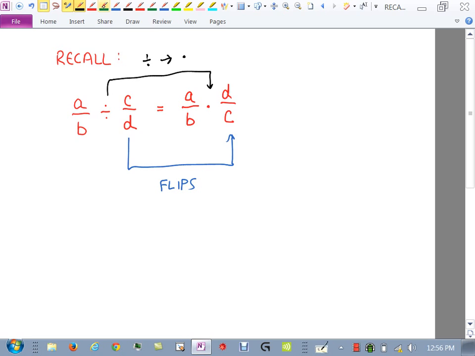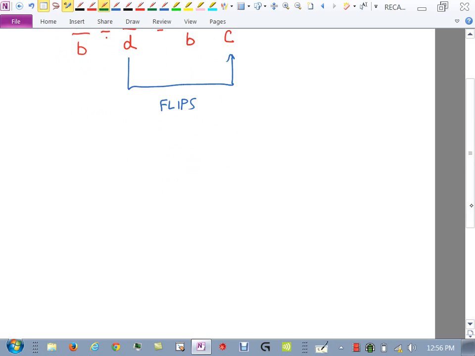I'll give you an example with numbers. If you were asked to take 3 over 4 and divide it by 4 over 3, you might jump the gun here and be like, look, the 3's cancel. The 4's cancel, right? You might, but that's going to be wrong because before you can do any cancellation, you have to flip the second fraction over.